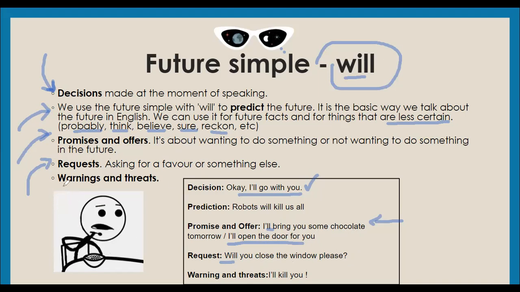And finally, for warnings or threats. A simple threat is I'll kill you. That is a threat. And a warning could be please don't run here, or you will fall. Or don't eat too fast, or you will choke. That is a warning. Don't play too much video games, or you'll get crazy. Do your homework now, or you will be super busy on the weekend. Okay, so that's the idea. Any question about will?